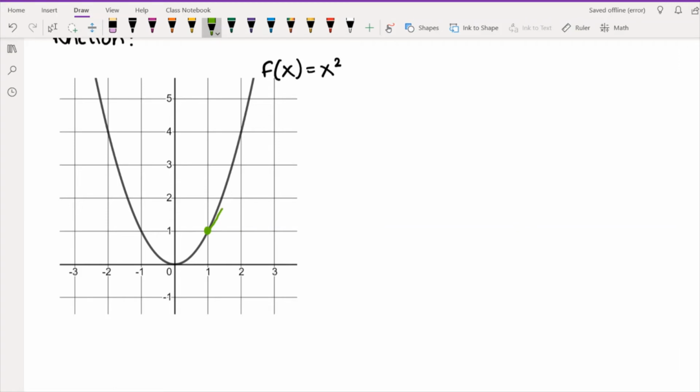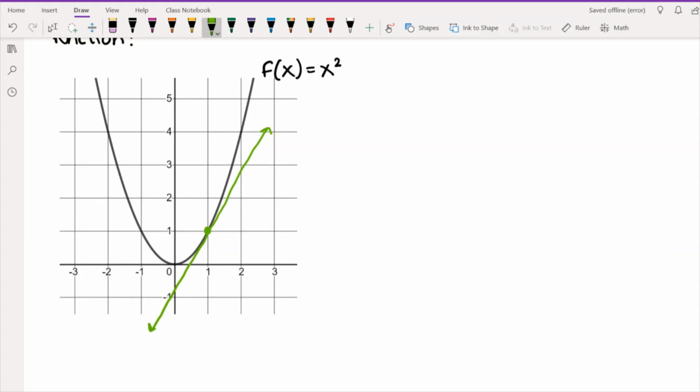So it's kind of like this and like this, something like that. I guess I should redo that because that didn't really look like a straight line. Roughly like that. So let's say we wanted to find the slope of this green line, the tangent line at x is equal to 1. So we could estimate it, right?